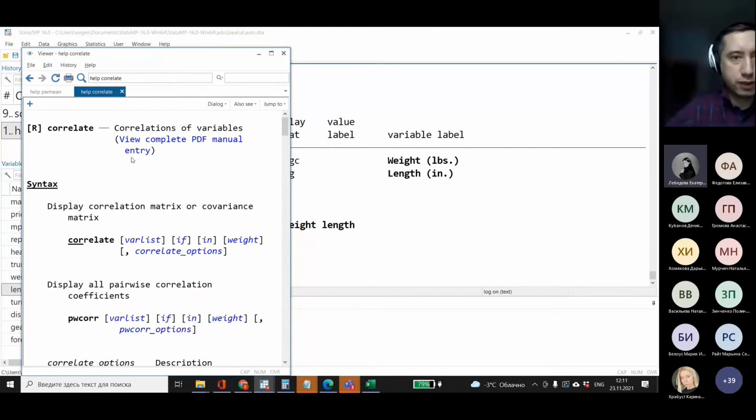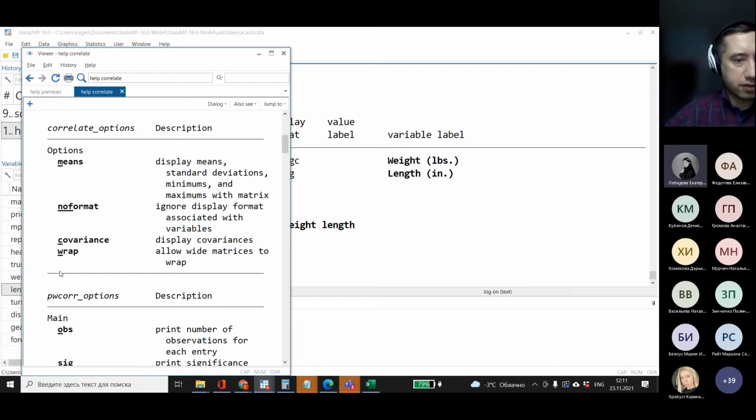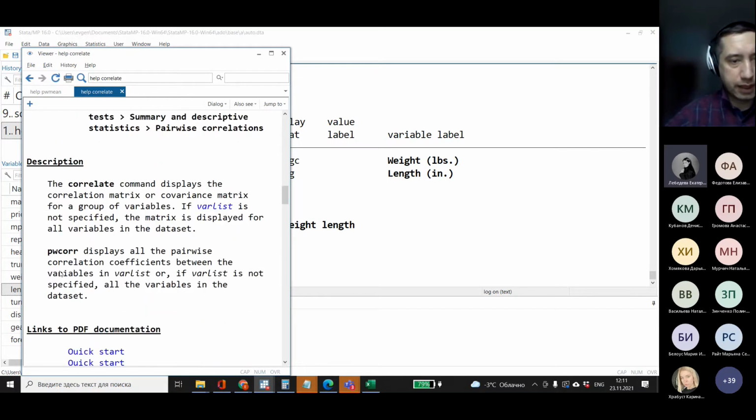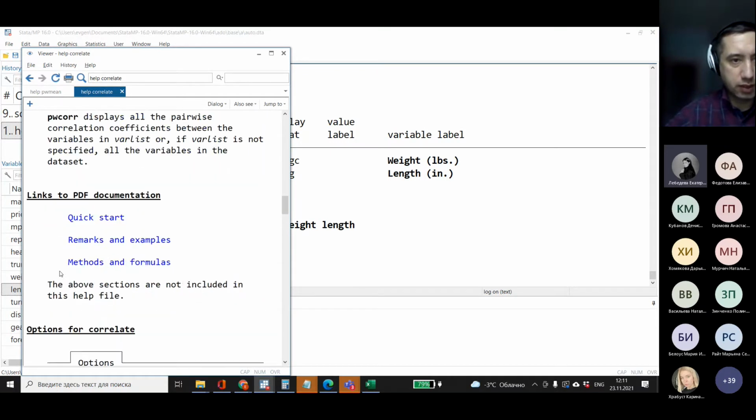Well, if you open the manual, you can find the formulas used to calculate them, and a lot of options as well. Here, by the way, you can find some examples.